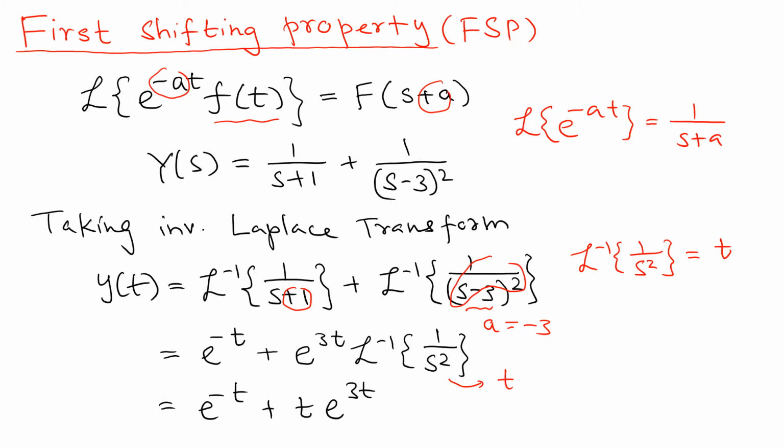So this is how we use the first shifting property. So remember the idea. We first create the shifting part, we write that first, and then we simply take it out, and then we write just the inverse of 1 over s squared. So this is the kind of easy way to understand this argument. Also, so that's about that.